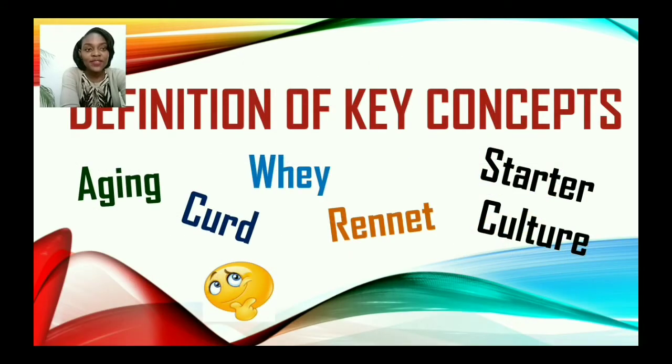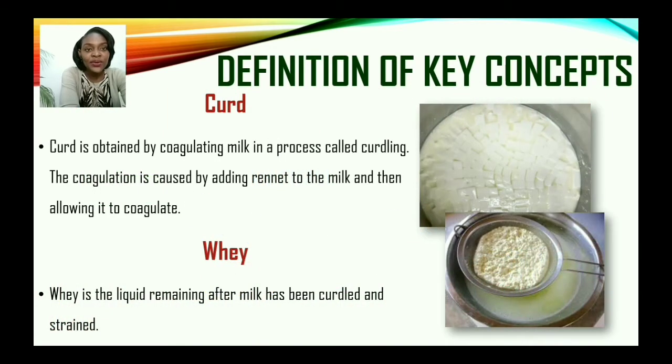Now, definition of key concepts. It is very important for us to understand these definitions so we can have a foundation or an understanding of what is to come. So the terms that we'll be looking at are aging, curd, whey, rennet, and also starter culture. Now, what is a curd?